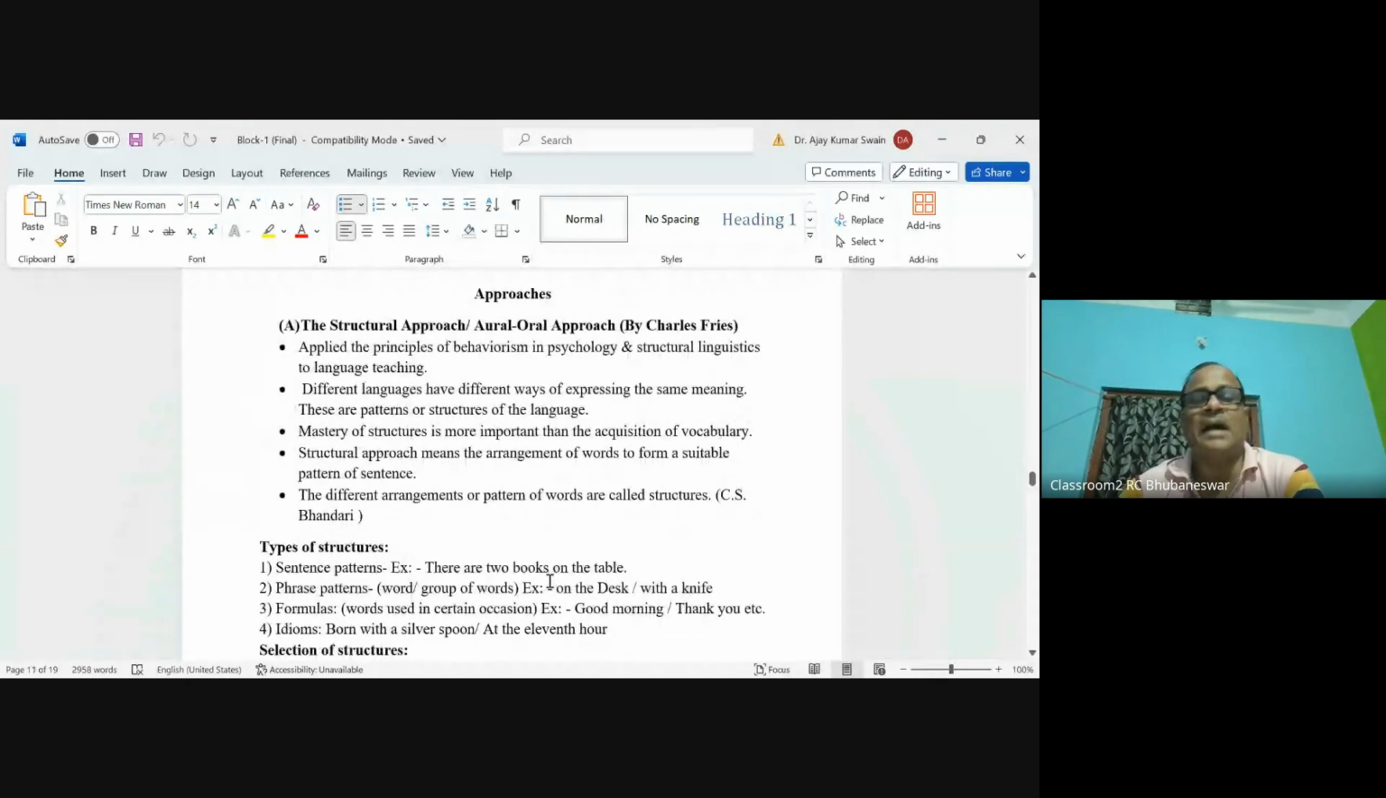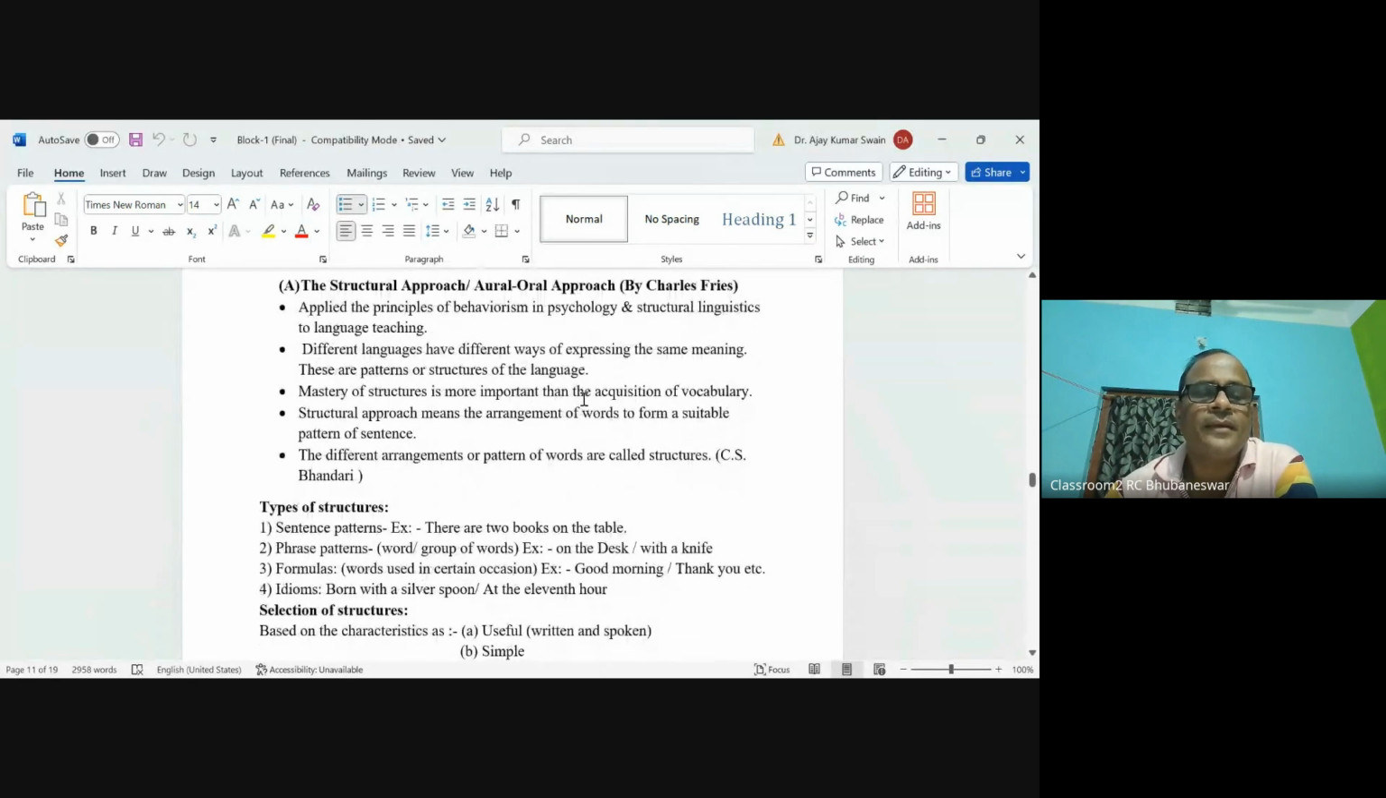These are the approaches. The structural approach is there. Structural approach is also known as oral approach. It was developed by Charles Fries. Remember it. Structural approach is known as oral approach. Okay?